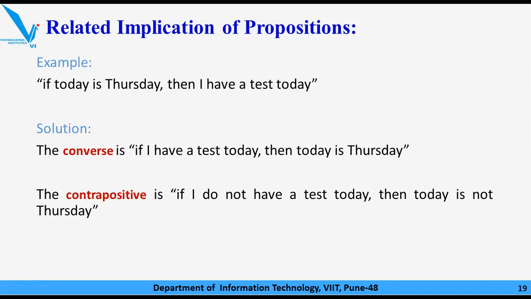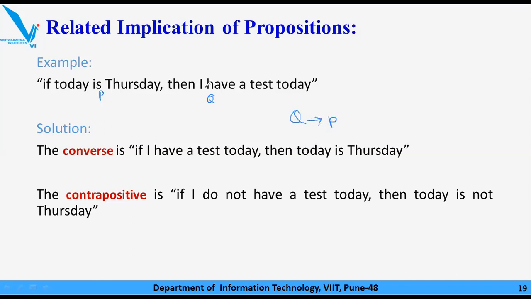Let's have an example of related implication. Example: if today is Thursday, then I have a test today. What will be the converse of the same example? Let's say this is P and this is Q. My P says today is Thursday and Q says I have a test today. So the converse is nothing but, if I have a test today, then today is Thursday, that is Q gives P. That is nothing but the converse.